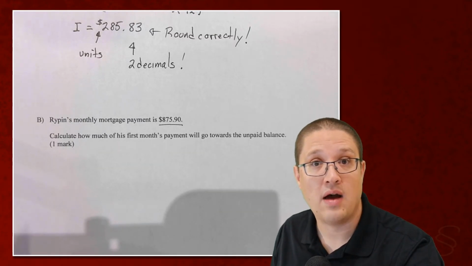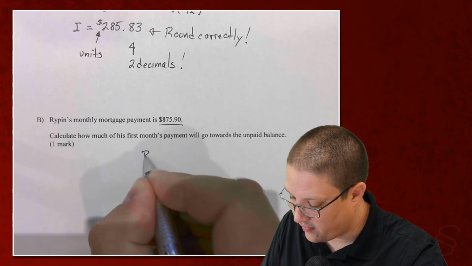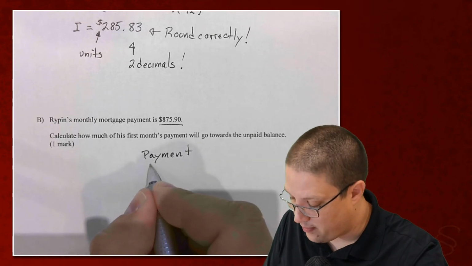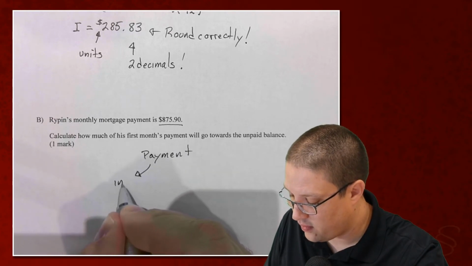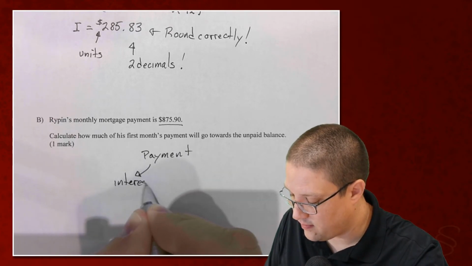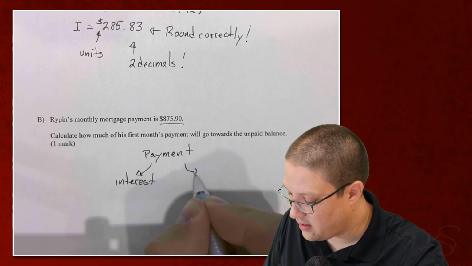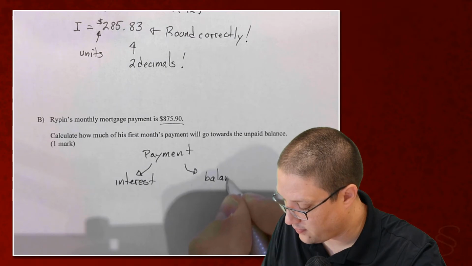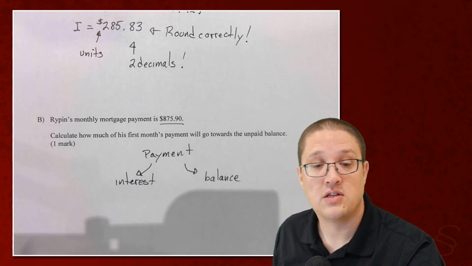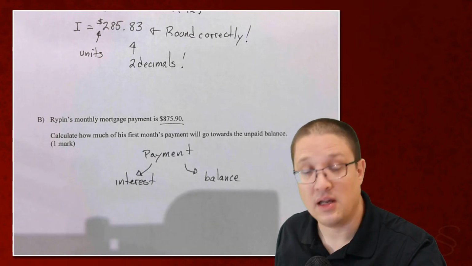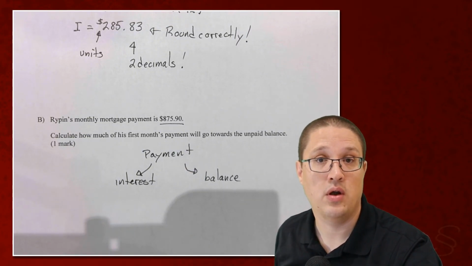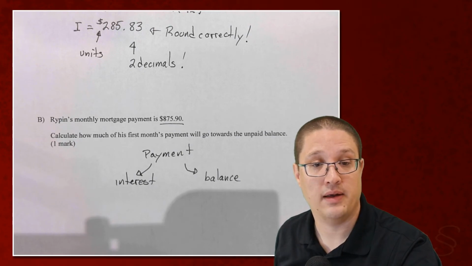So when I have a mortgage payment, part of that payment gets split off to interest. The rest of that payment goes to paying off the balance. So I'm taking part of the payment, giving it to the bank in interest, and part of the payment goes to paying off the loan, reducing the amount I have left to pay.